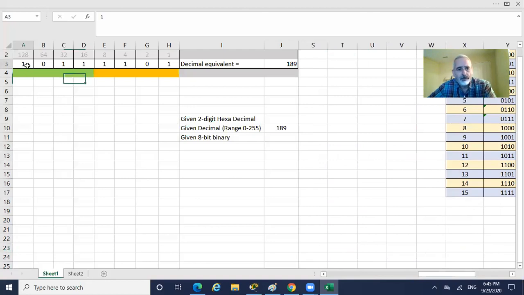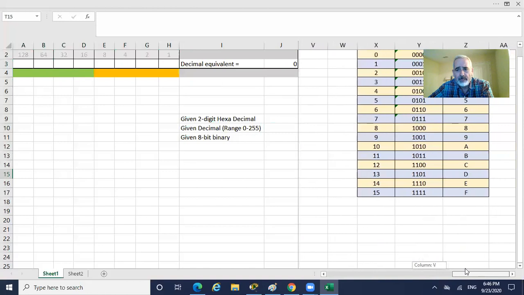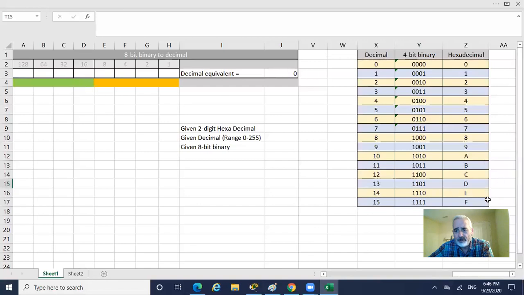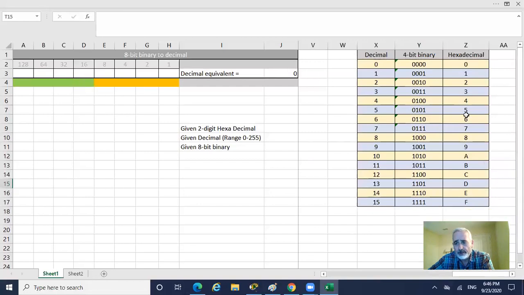Let me clear my chart. Now, to work with the hexadecimal numbers, we have to use this chart. In order to convert from decimal to hexadecimal, we first go through 4-bit binary representation. In order to go from hexadecimal to binary, we also use this one.